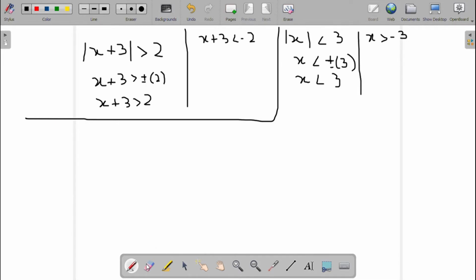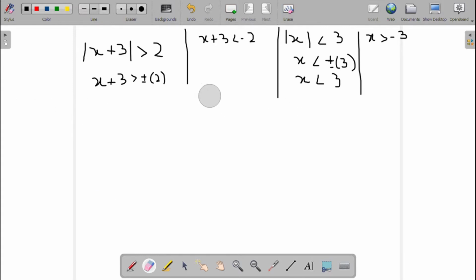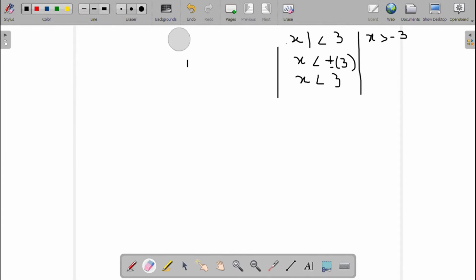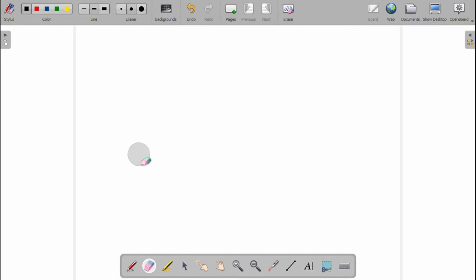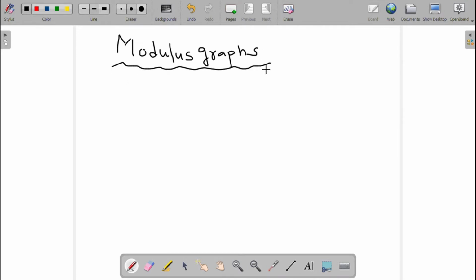And now we'll move on to the modulus graphs. In our P3 syllabus we only have linear equations of graphs in the modulus. Okay, let's start with an example.